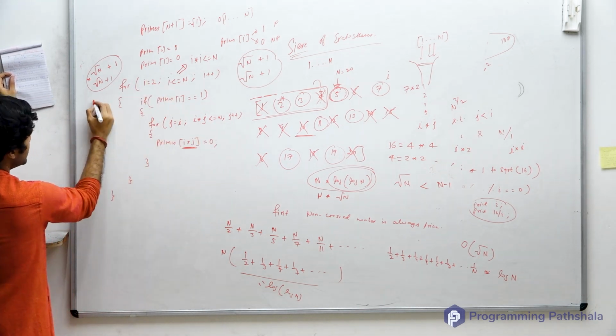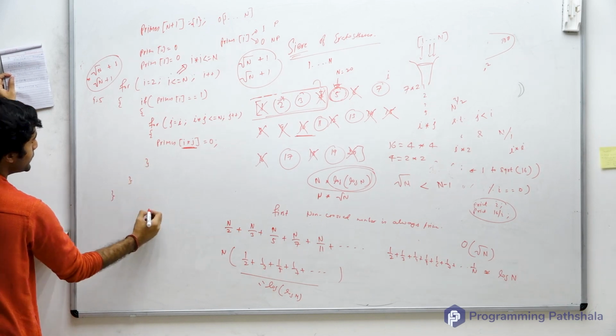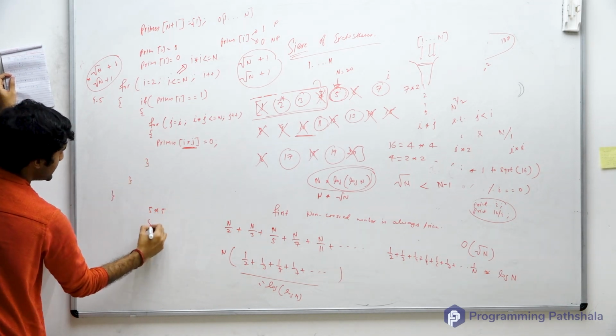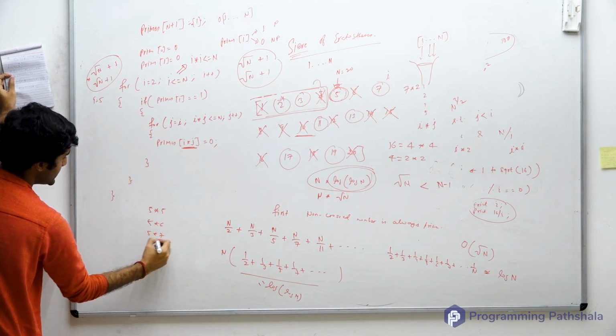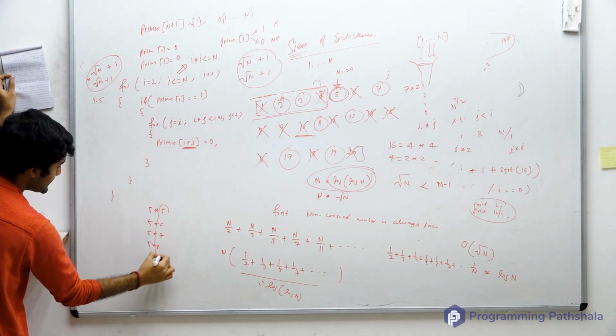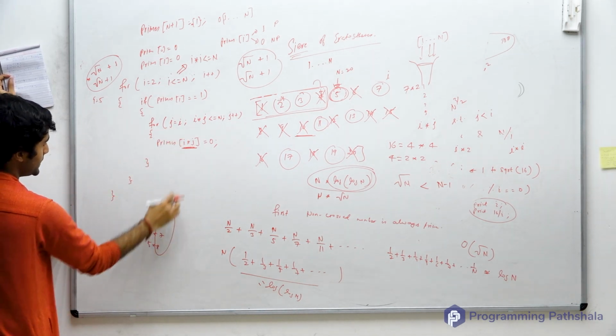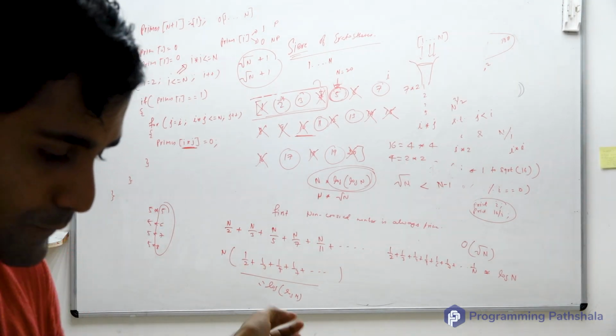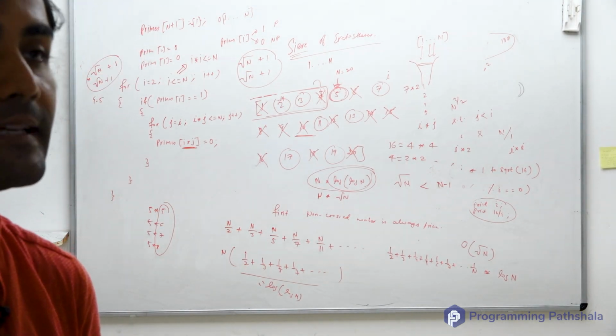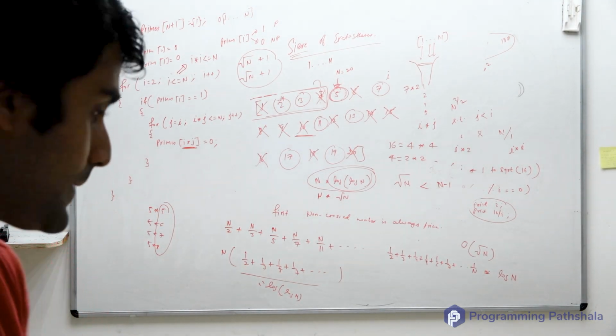Let's say when your I was 5, first you would want to do 5 into 5, then 5 into 6, then 5 into 7, then 5 into 8. These things are j. So j started with I, and every time j is doing plus 1. Cool. So the time complexity of this popular sieve of Eratosthenes is n log n.